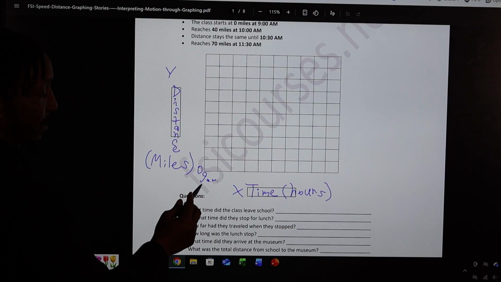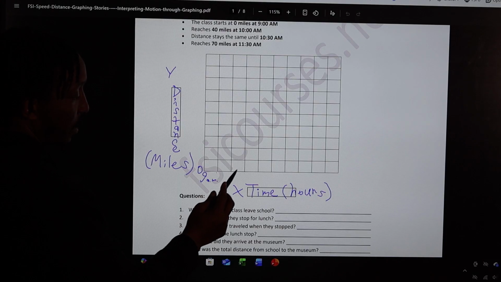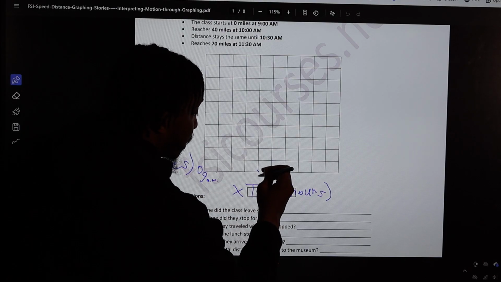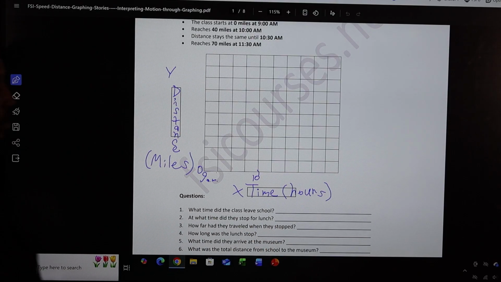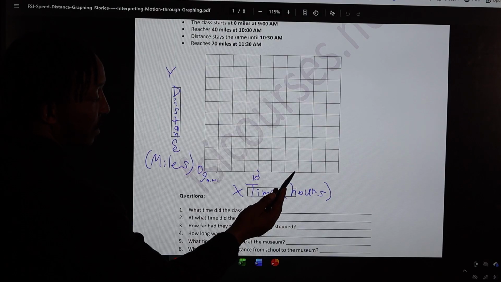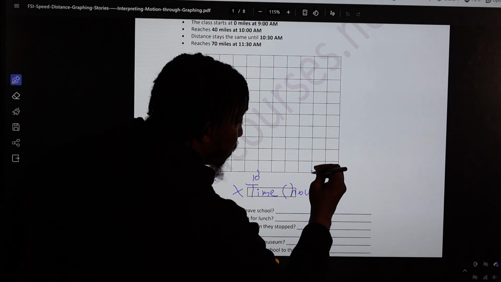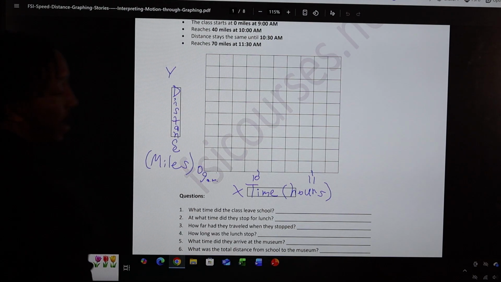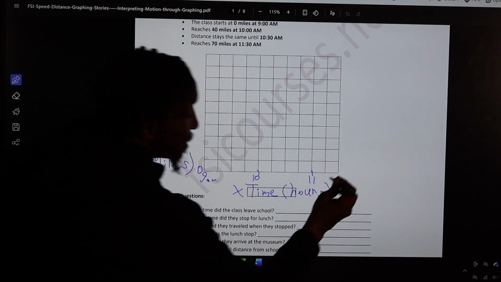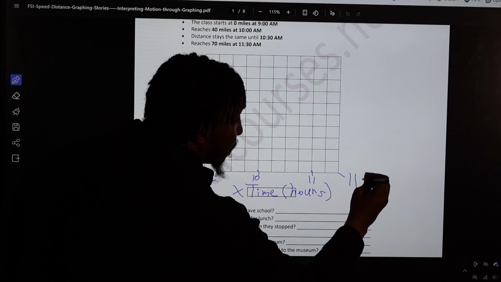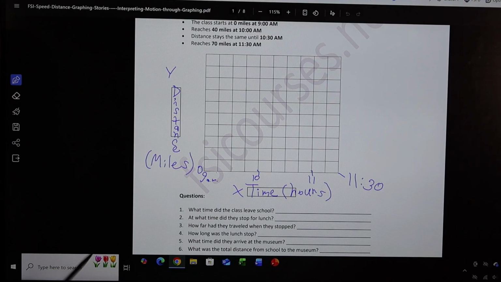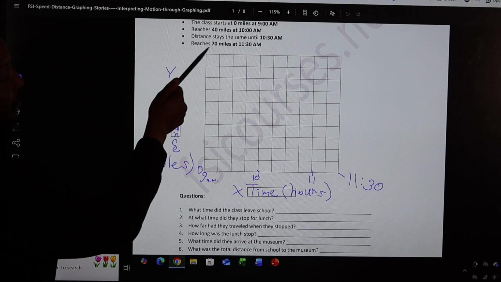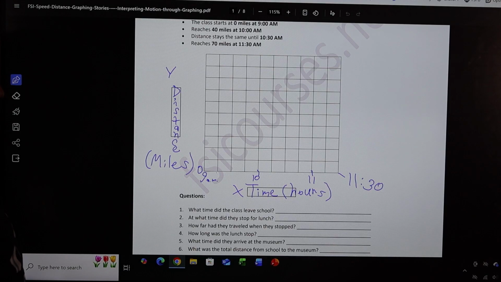So this is going to be 9 a.m., 9:15, 9:30, 9:45. This next one is 10 a.m. And then I'm going to go over 10:15, 10:30, 10:45, 11 o'clock. So this is going to be 11 a.m., and this is going to be 11:15, and here is 11:30 a.m. Now, the reason why I knew to go that far is because our last point says it reaches 70 miles at 11:30 a.m. So we got our time axis taken care of.